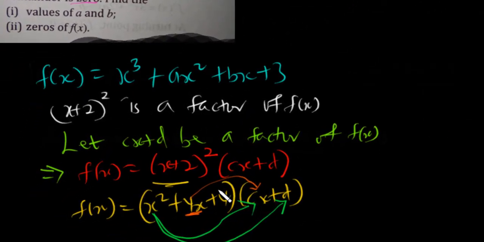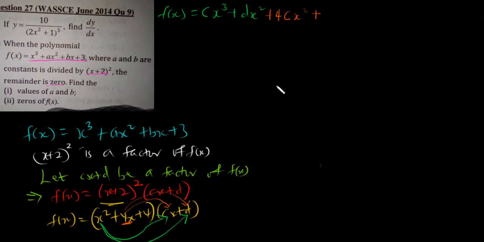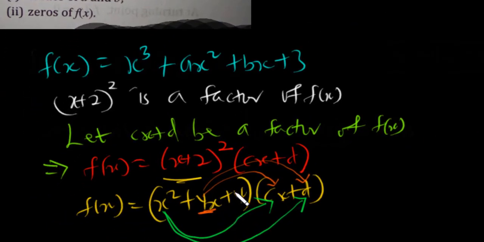Plus, then we have 4x times the d. So 4 and d are constants, so we are going to have 4d, then we have the x. Okay, so we're done with the 4x. We now move on to the last term, that is the 4. So we look at the 4 also here.